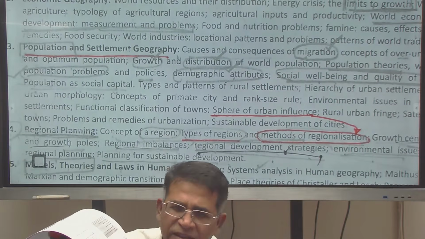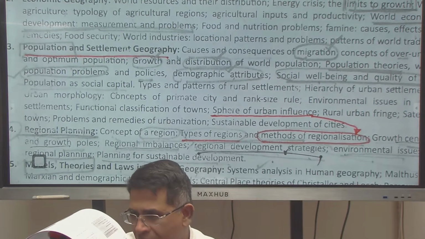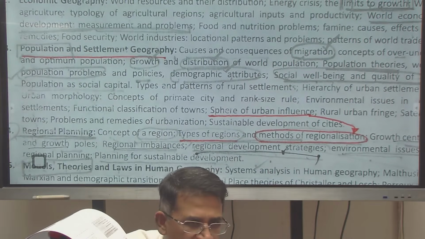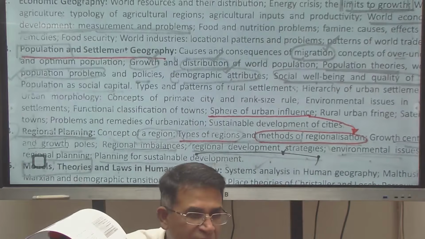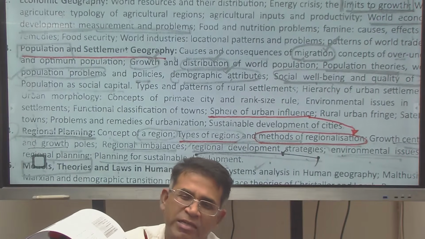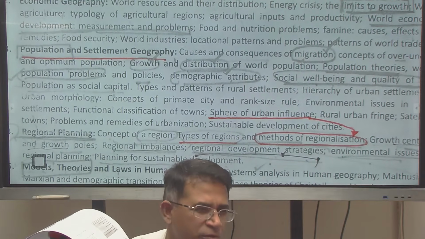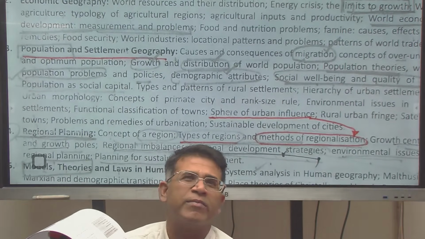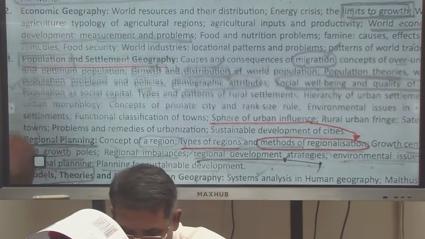It's a very, very GS-type paper, and all these concepts you can use in GS paper 2, under social issues, governance, society, and also some concepts you can use in the ethics paper. This is hardcore GS with a geography concepts treatment. That's paper 1.